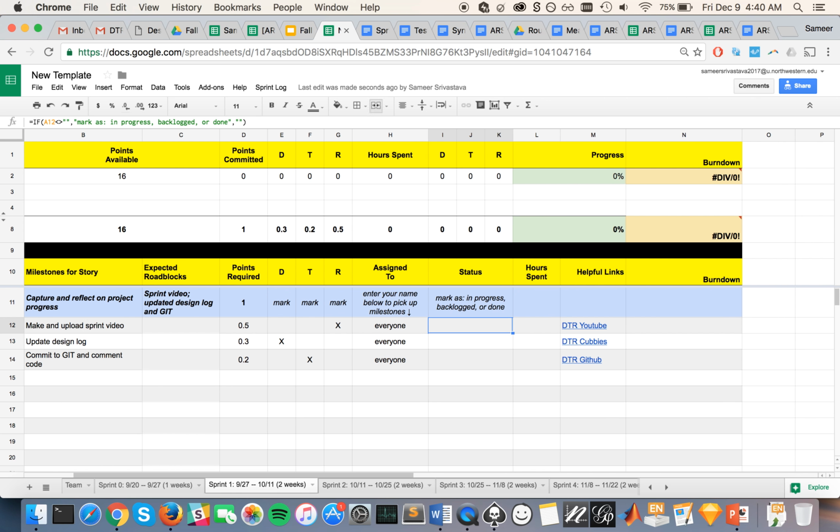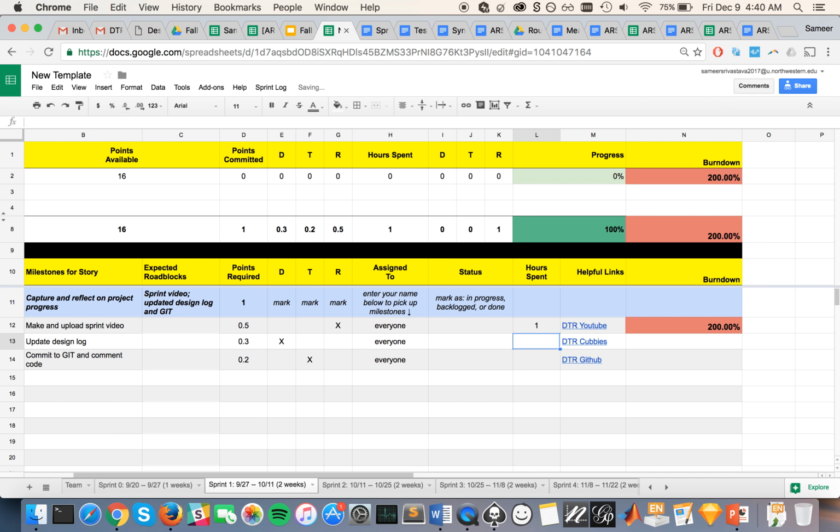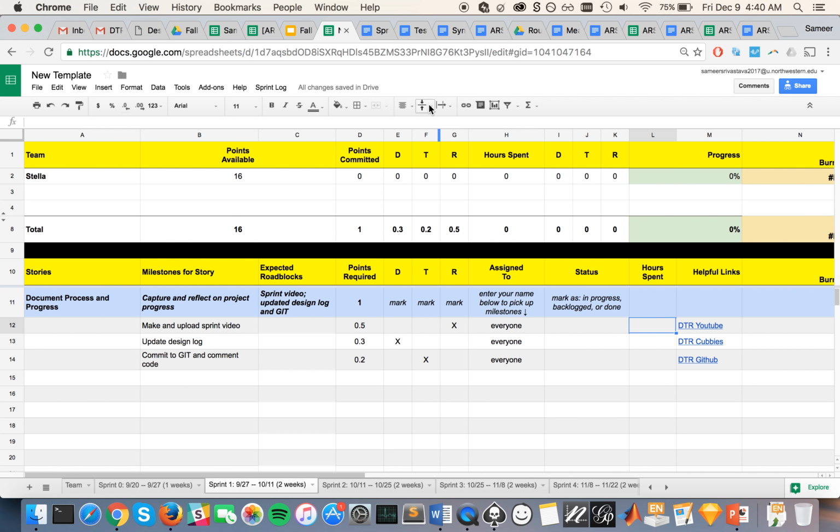Burn down is this idea that if I have 0.5 hours supposed to take 0.5 hours, it'd be burned at 100%. If I did one, it'd be 200%, and it doesn't go over 200. And if it was 0.25, it'd be 50%. So it shows you how many points you're actually spending compared to how many you've committed. So those were the new sprint planning sheets. Pretty exciting in that aspect.